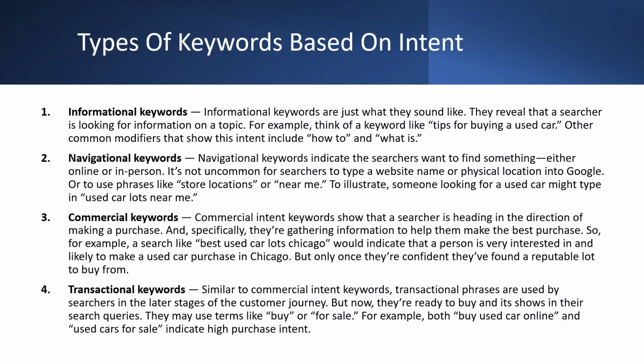Now the fourth is transactional keyword. Basically the difference between transactional and commercial keywords is that transactional keywords have a higher purchase intent as compared to commercial intent. For example, buy a used car online. Basically they use terms like buy, sale, offer. If these keywords are included in any keyword, it indicates that they are transactional keywords.